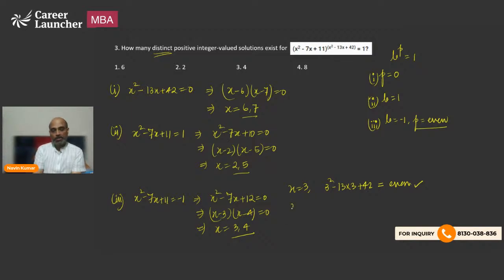Now when x is equal to 4, our power is going to be 4 square minus 13 into 4 plus 42, which is even minus even plus even, which will result in even. So now we can be sure that our power is going to be even when base is minus 1. So we can see that 2 values here, 2 values here, and 2 values here for x, and none of them are repeated. So there are going to be 6 such values of x for which solution exists.